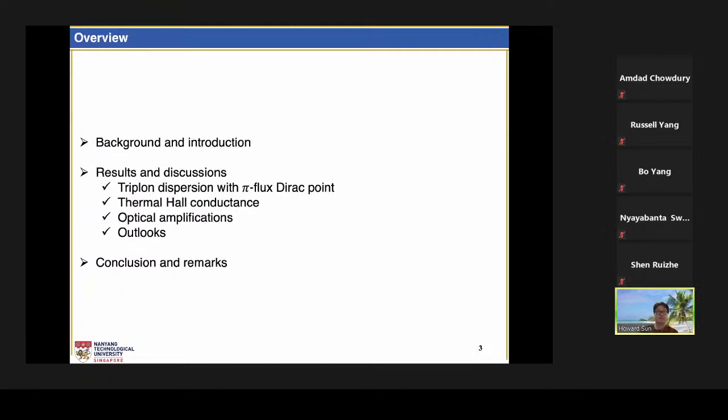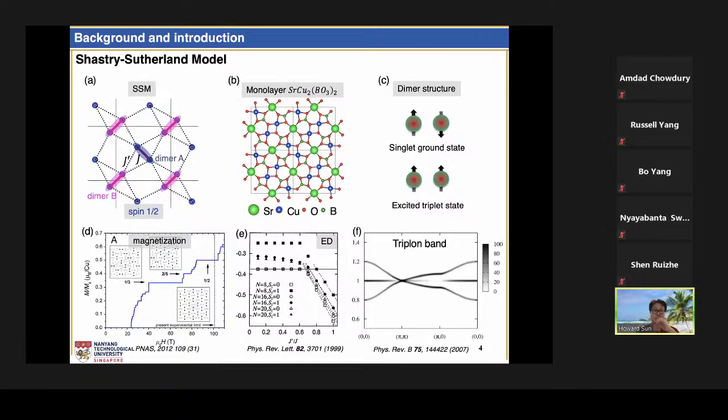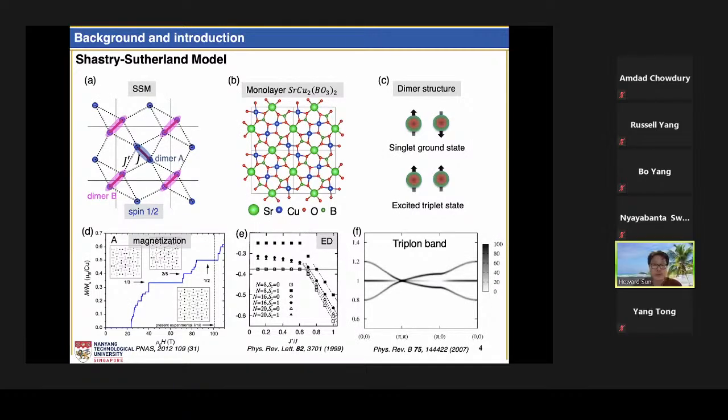So basically, this talk has three parts. The first part is the background and introduction. The second is the results and discussions, and at the end of the discussions, I'm going to talk about some outlooks. And the third part is a conclusion with some remarks. Okay. So now let's start the background and the introduction. The explicit system that I studied is focusing on this SS model.